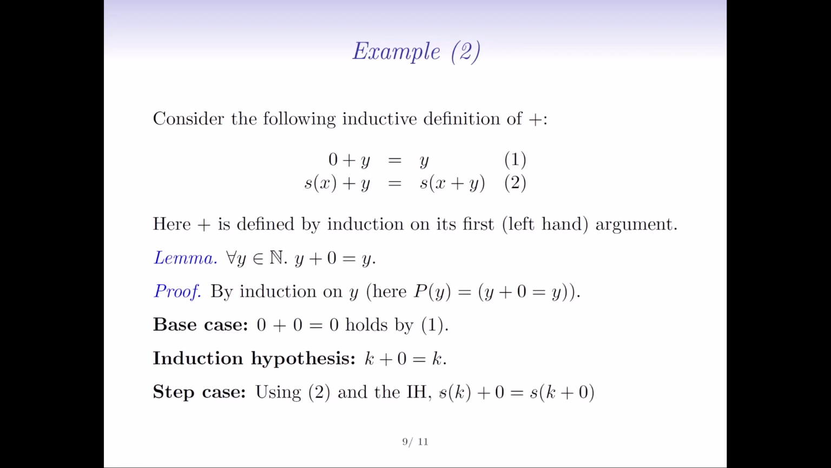We have to show, so let's start with successor of k plus 0. By equation 2, that is equal to successor of k plus 0. That's just an instance of this equation here, number 2. And then we know that k plus 0 equals k by the induction hypothesis. So that means that this is exactly equal to the successor of k. And that is exactly p of s of k. So by induction, we conclude that p holds of all natural numbers. In other words, y plus 0 equals y for all natural numbers y.